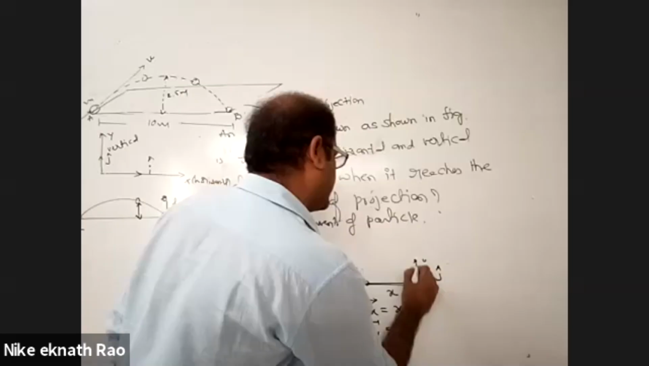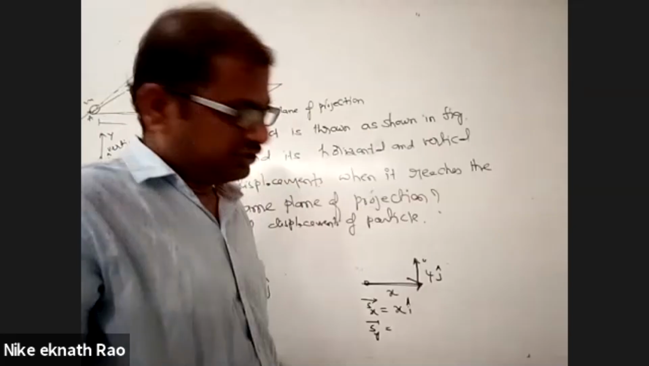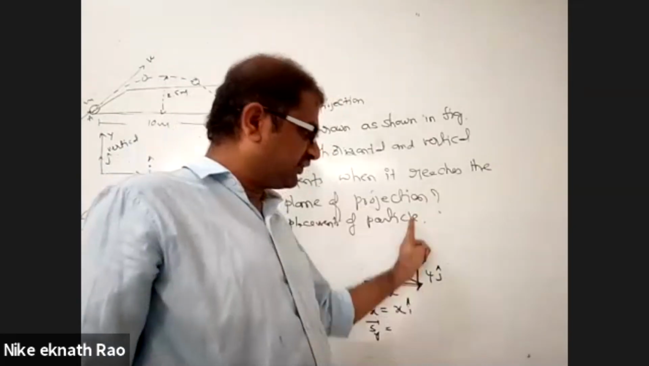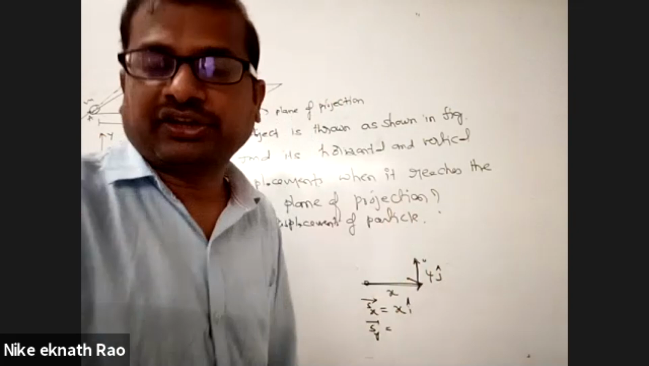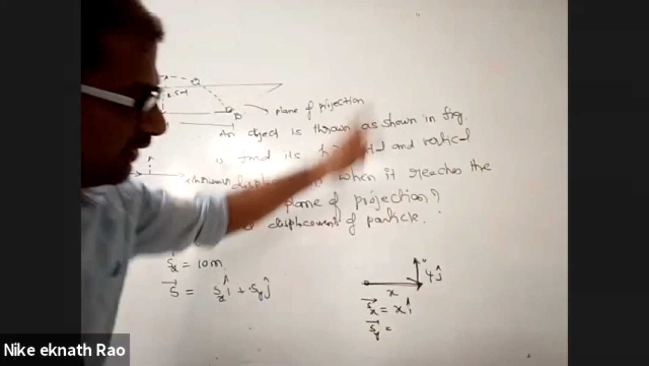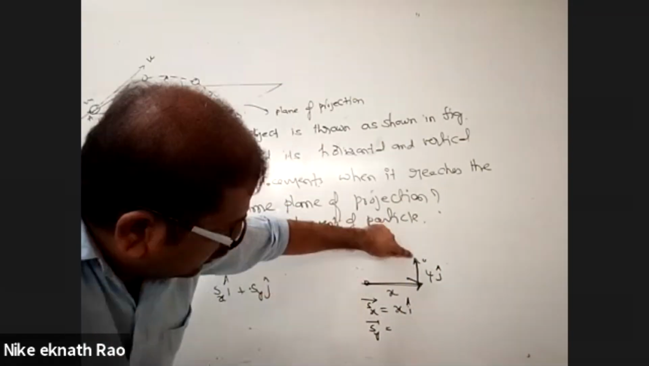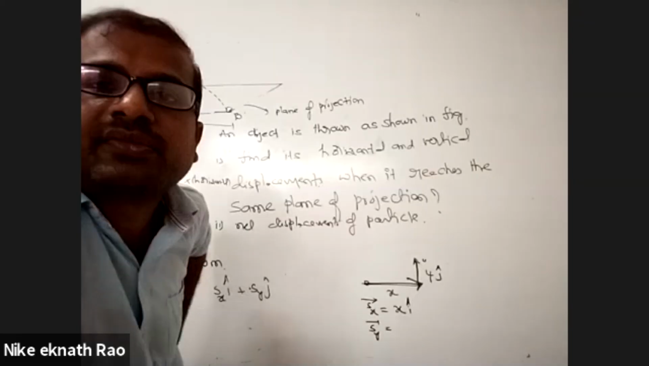Now, net displacement. This is x bar and this is y bar. By the triangular law, if these represent two sides of a triangle taken in order, the resultant is given by the third closing side taken in reverse order. Is it taken in the same order or reverse order? Reverse order. Which is correct?